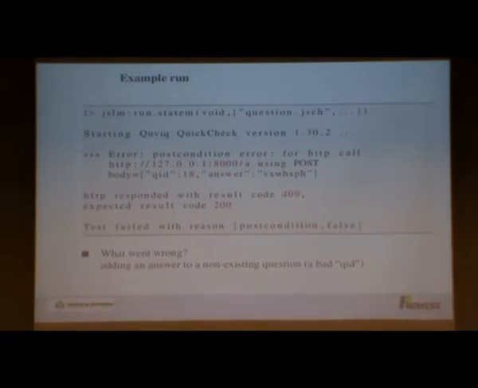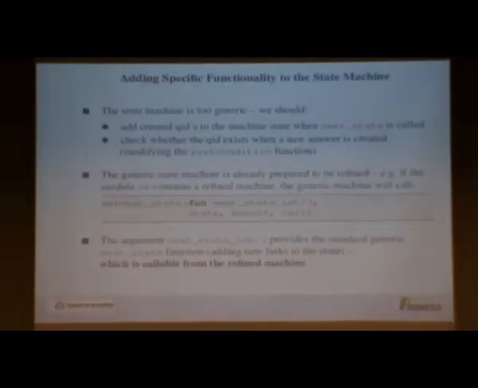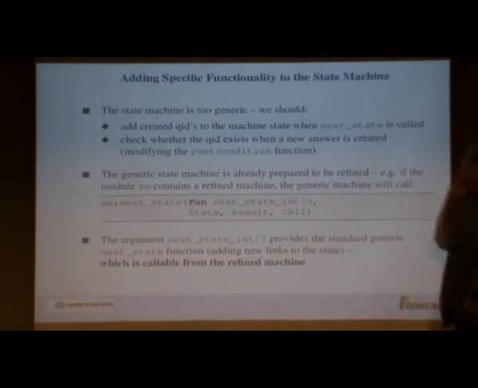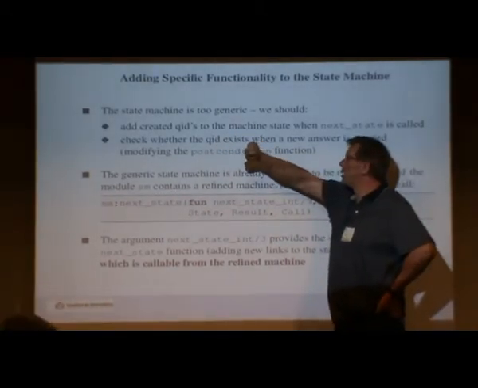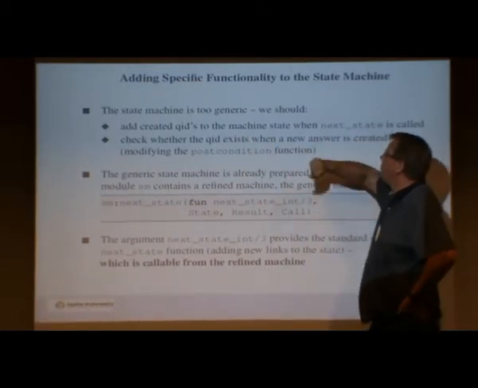So clearly, we're not getting very far with many web services if we just do this generic following links. We need to have a little bit more intelligence in how we generate these values. Okay? So what we do, we want to add specific functionality to the generic state machine. So in this concrete case, let's look at the concrete case. What should we do? Well, one thing we could do, we could start remembering the question identifiers that we generate when we add a question to the system. Well, we're going to remember it.